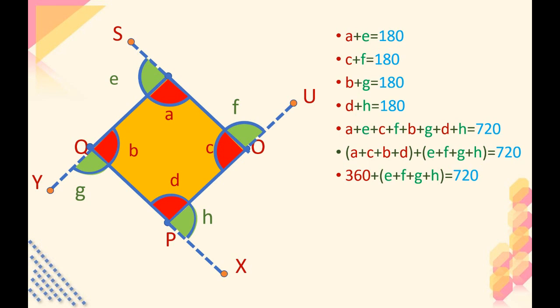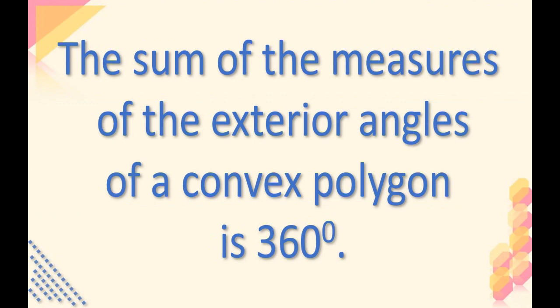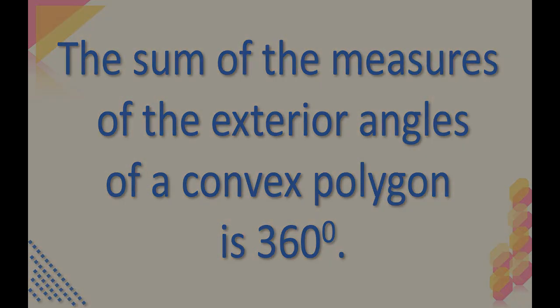Therefore, the sum of the exterior angles is equal to 720 degrees minus 360 degrees. The sum of the exterior angles is equal to 360 degrees. And that's applicable to other polygons. So, the sum of the measures of the exterior angles of a convex polygon is 360 degrees. Remember that the sum of the exterior angles of a polygon is as important as the sum of the interior angles of a polygon. Let us now have the activity.